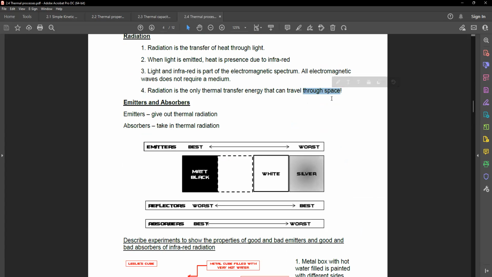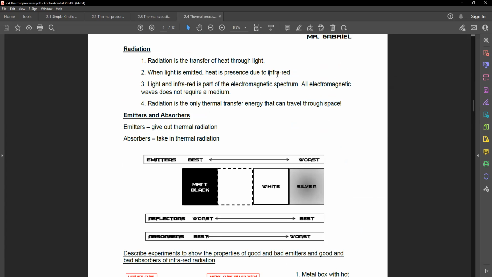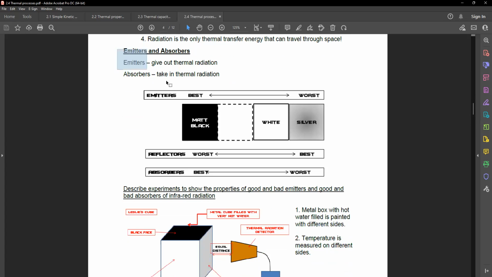And then finally, this last part here, radiation, is the only one that can travel through space. You must know this. Radiation is due to infrared. You must know this as well. As soon as you see the word infrared, guys, I want you to straight away think about anything that is hot. Anything that is hot must have infrared radiation. Very, very important.